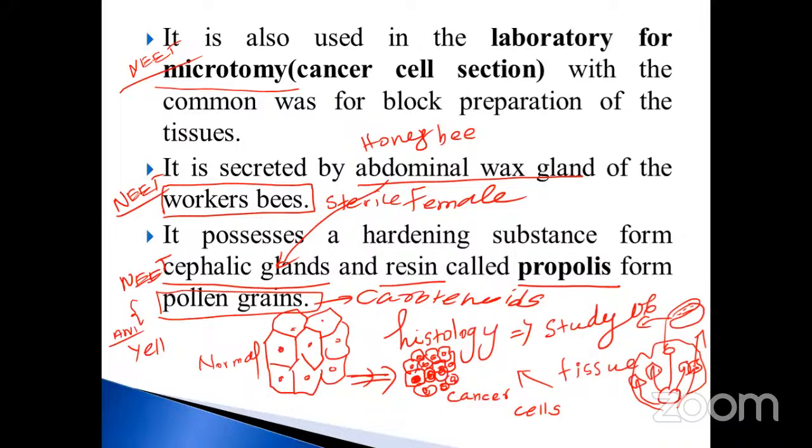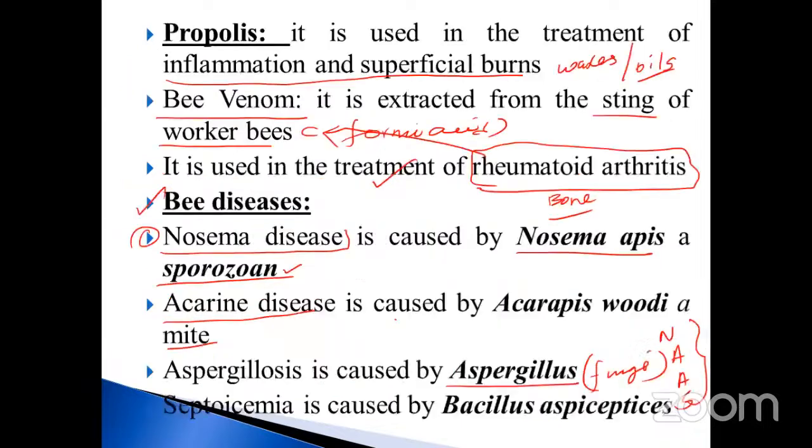The honeybee also secretes from one gland, called the abdominal wax gland. The secretion of the cephalic gland and resins, both present together, are collectively called propolis. Propolis is formed from pollen grains, which are mostly present in the male reproductive part of the flower. Propolis is used for the treatment of inflammation and superficial burns. Bee venom is also used for the treatment of rheumatic arthritis in Japan, China and so on. Bee diseases include nosema disease, acarine disease, aspergillosis, and septicemia.